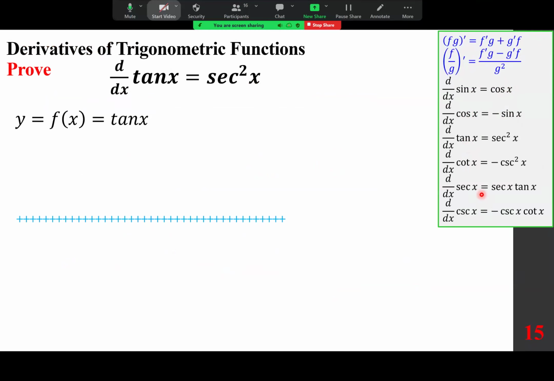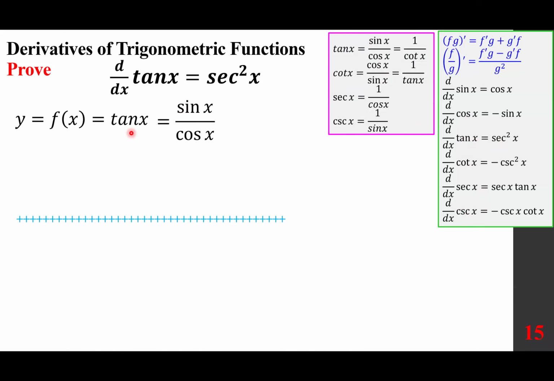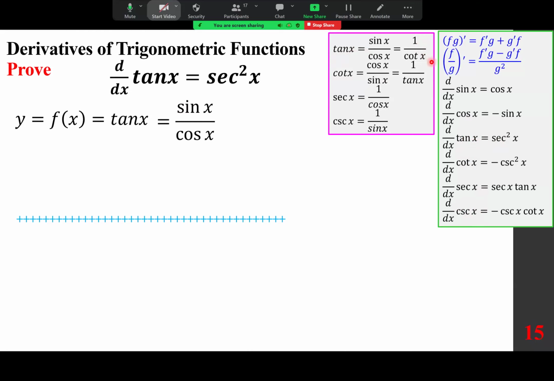The rest of them use the quotient rule. In this case, it says the derivative of tan x is secant squared. So let's prove that. How do we do that? Recall tan x is sine x over cosine x from trigonometry. So let me remind you of some of the formulas we have seen. Tan x is sine x over cosine x, or 1 over cotangent x. Cotangent x is cosine x over sine x, or 1 over tan x. Secant x is 1 over cosine x, and cosecant x is 1 over sine x. These four are known as reciprocal identities.